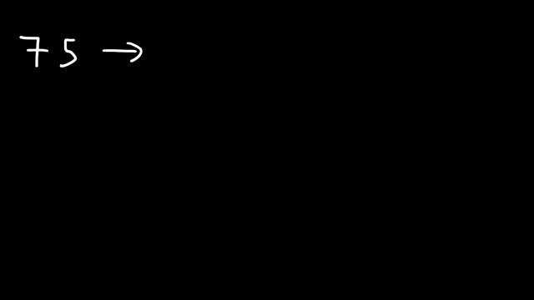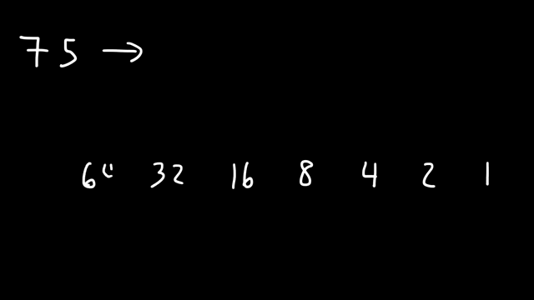It helps to be familiar with the powers of 2. 2 to the 0 power is 1, 2 to the first power is 2, 2 to the second power is 4, 2 to the third power is 8, 2 to the fourth power is 16, 2 to the fifth power is 32, 2 to the sixth power is 64, 2 to the seventh power is 128. Now we don't need to go further because 128 exceeds 75. So the highest base 2 number that is less than 75 is 64. So we're going to start with 64.